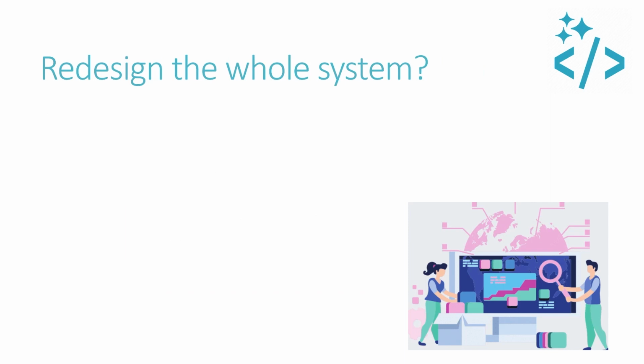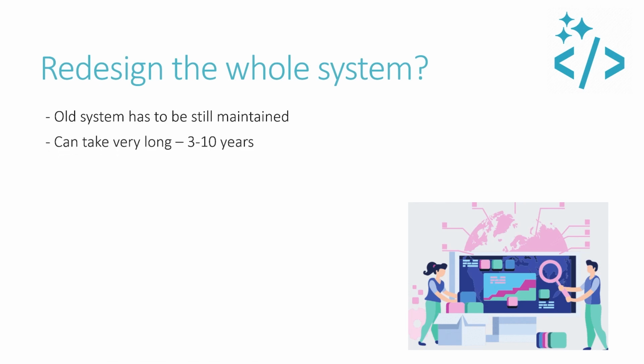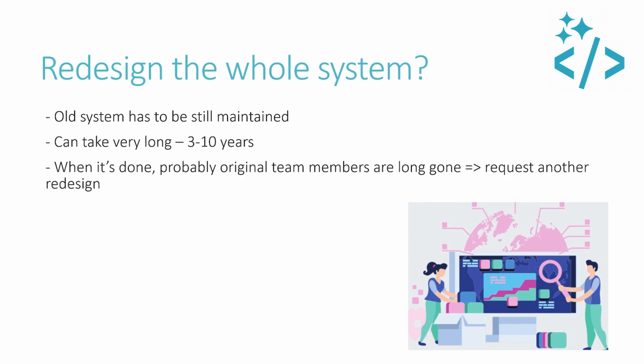What would be a solution if we had this bad code? We can redesign the whole system. This would be an option, so we have to analyze this a bit. I had it a couple of times, and redesigning the whole system is not a real solution, because the old system still has to be maintained, and it can of course take a lot of time, 3, 10 years, and in this time frame, probably most of the team members are already gone. So the new ones will probably request another redesign, and we'll start from the beginning. But the best solution would be to keep the existing code clean.